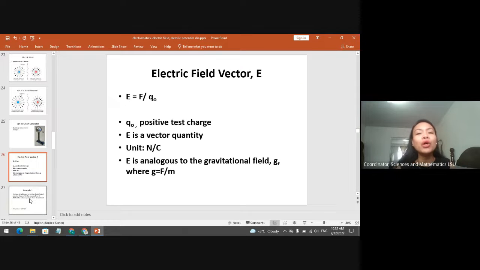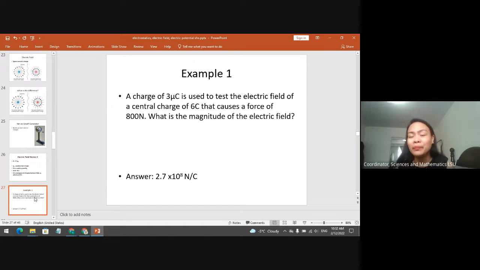How are we going to compute the electric field vector E? We just divide the force by the positive test charge. Simply divide electric force over charge, and that will be in newtons per coulomb. I have here an example. As I said, you just divide the electric force by the charge, and I give you the answer here, so that will be for your practice.